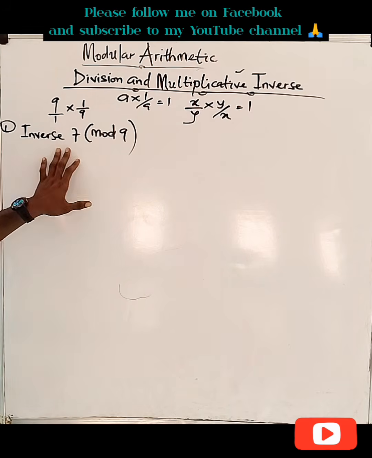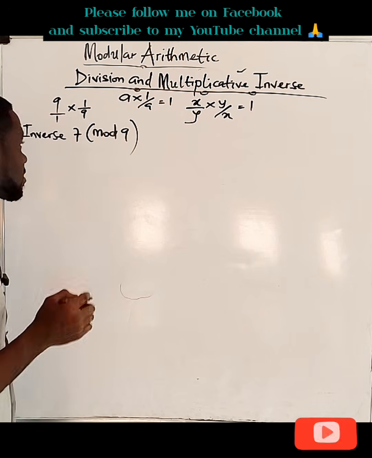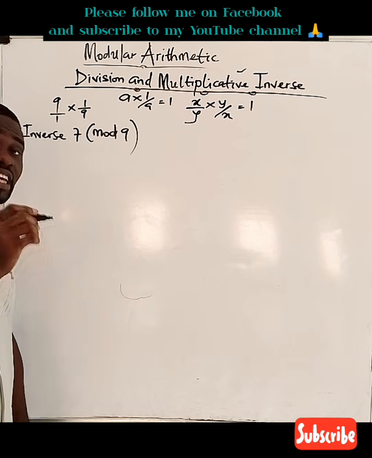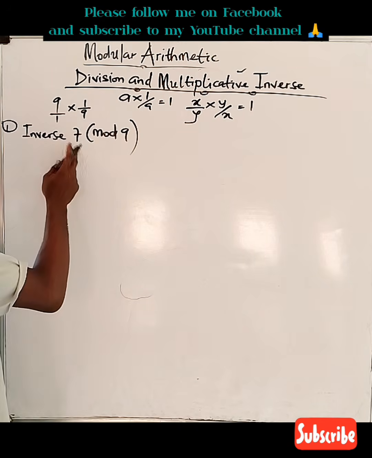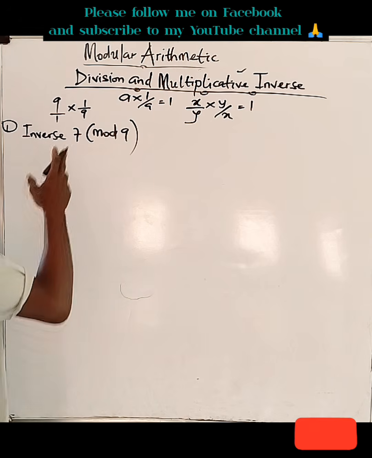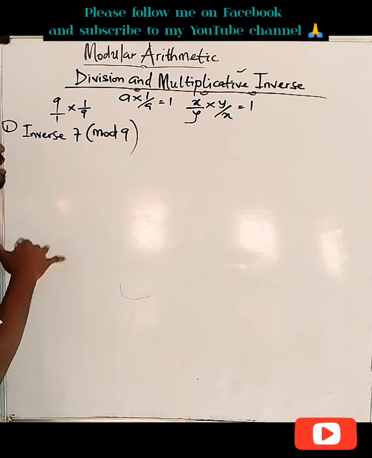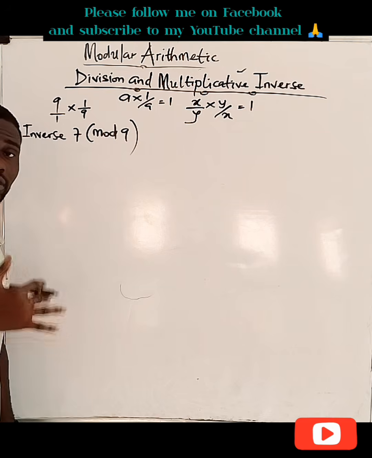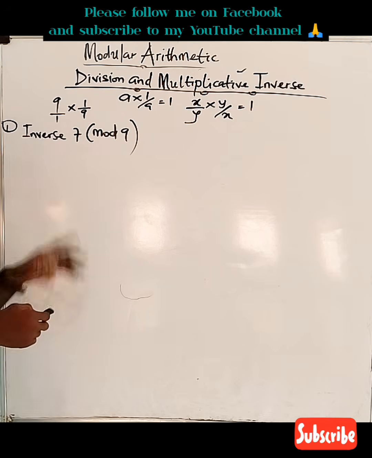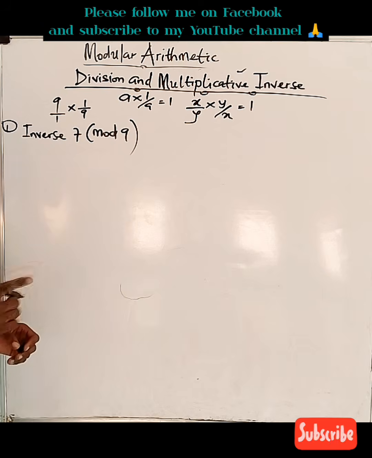So for us to get the inverse of 7 in modulo 9, now don't forget, whatever they ask us to get the inverse of has to be in a given modulo. So inverse of 7 in modulo 9, it could also be inverse of 7 in modulo 4. It could be inverse of 7 in any other modulo. But this is inverse of 7 in modulo 9. So what does this mean? It means what are we going to multiply with 7 that will give us 1.